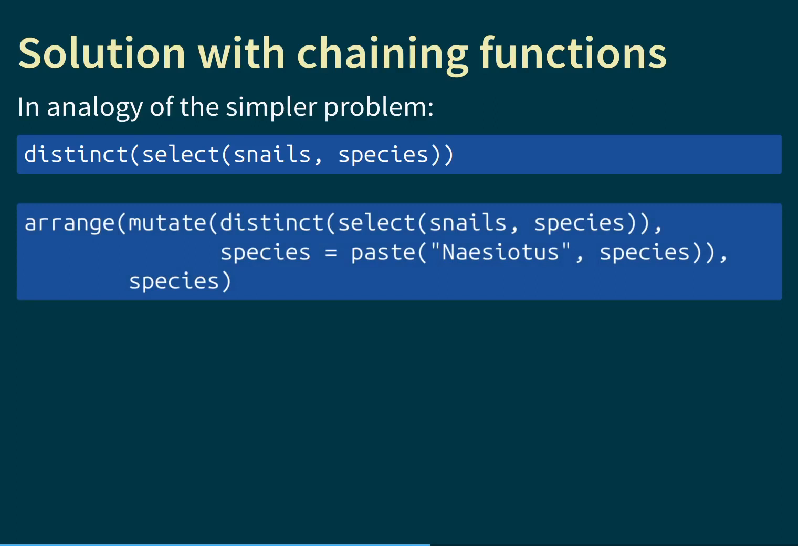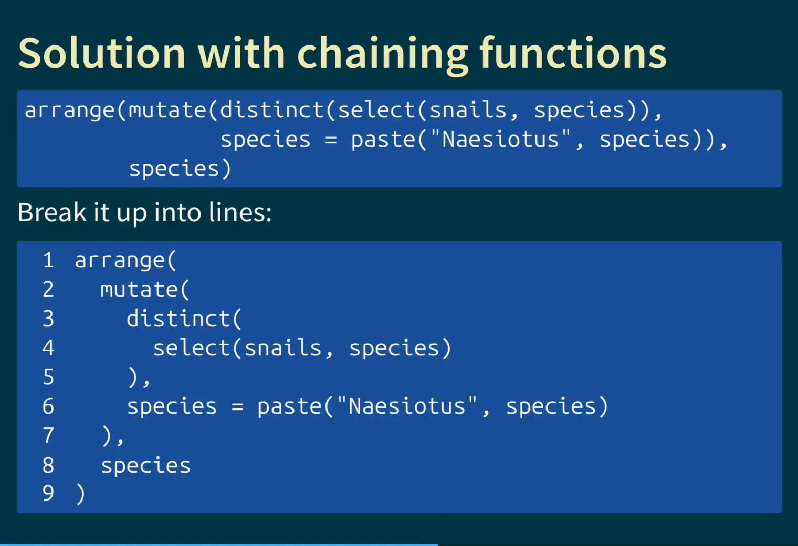We select the species column from snails, deduplicate, then we mutate the Nasiotus genus name onto the species name on that, and then we arrange by species. Whoa, what's going on here? Well, let's take a more careful look, maybe to dissect this.